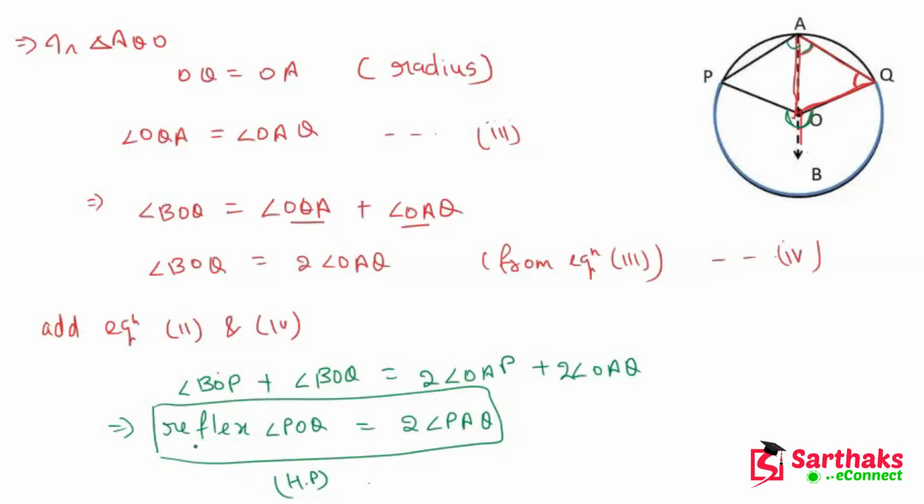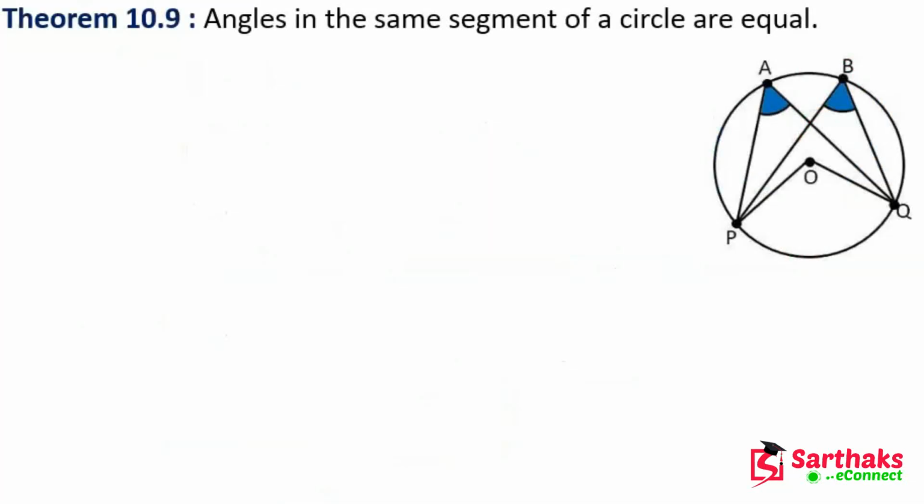We can write also 360 degree minus angle POQ in place of reflex angle POQ. Okay, I hope you understand these things, my dear friends. Yes, so now the next theorem is theorem 10.9. Theorem 10.9: angles in the same segment of a circle are equal.